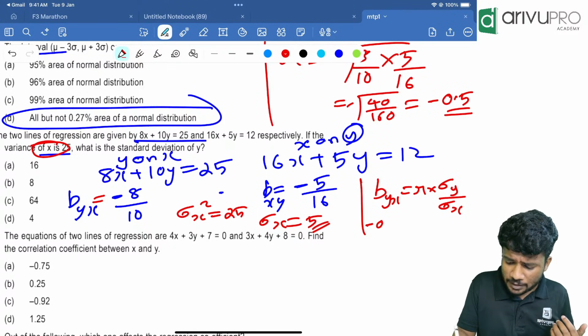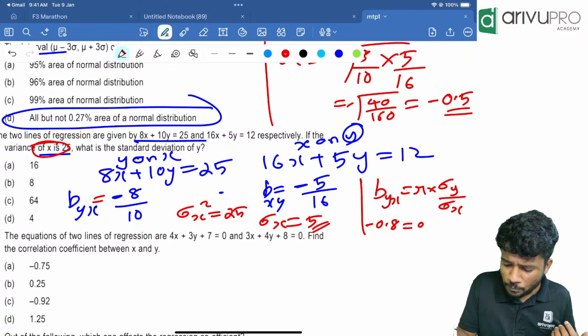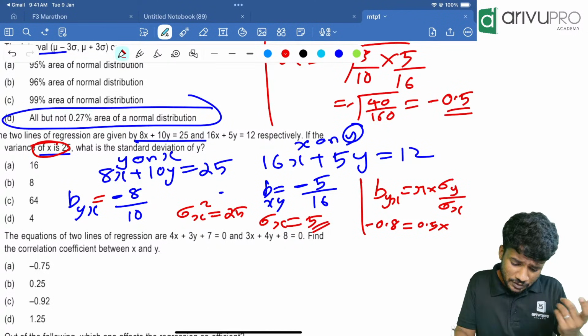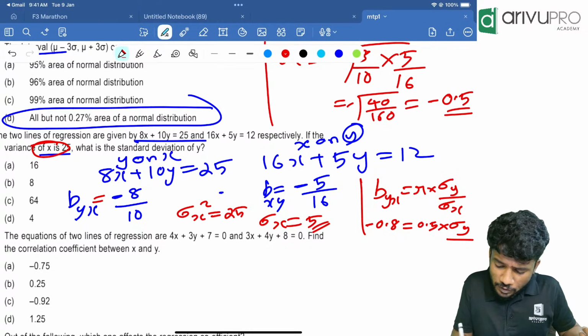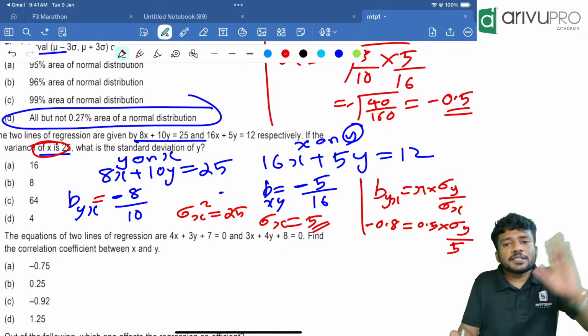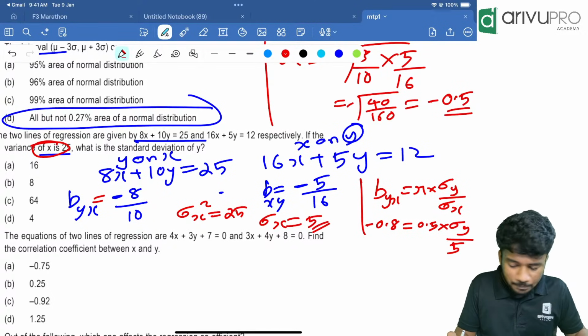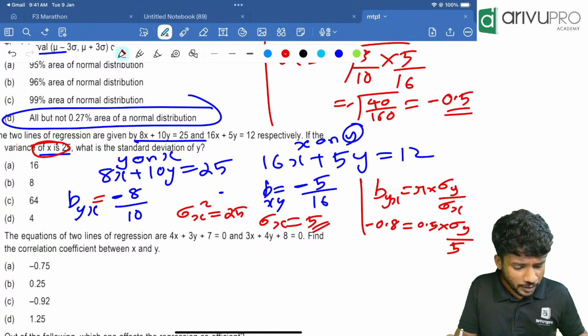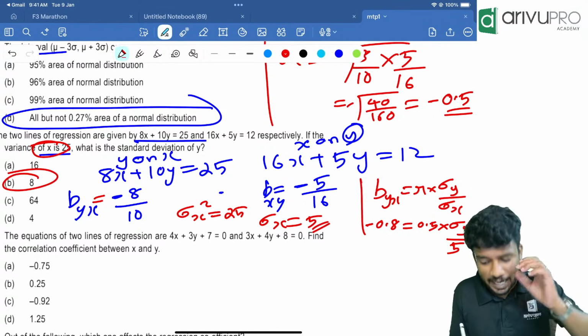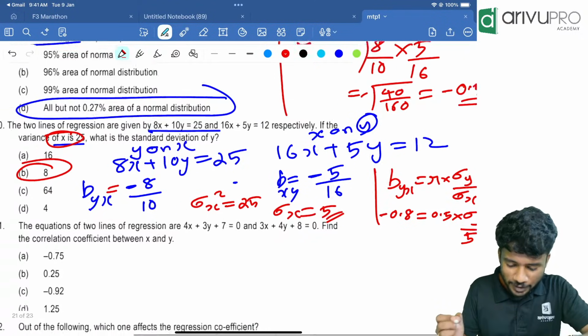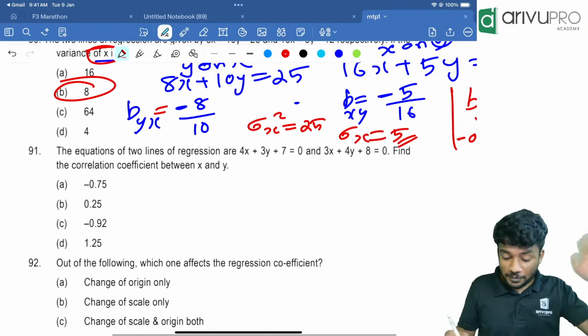r into standard deviation of y divided by standard deviation of x. Byx is minus 0.8, which is equal to minus 0.5 into sigma y, which we need to find, divided by sigma x, which we already got as 5. Now take your calculator, get me the answer, which is 0.8 into 5 divided by 0.5, which is equal to how much? Option B, 8 is your answer. Understood? Got it? Yes. Sorry for that delay from my side.